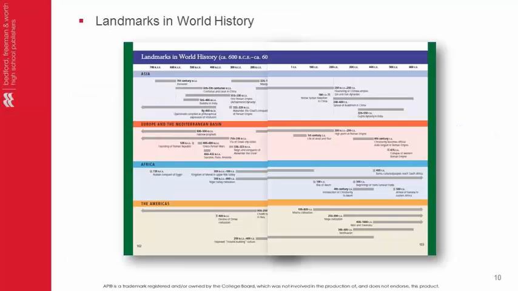Now, at a glance, students can see what happened at the same time in Asia and Africa, and the Americas, and so on. And if you have any students who are visually oriented or have a photographic memory, they'll be able to recall these colorful timelines more easily.